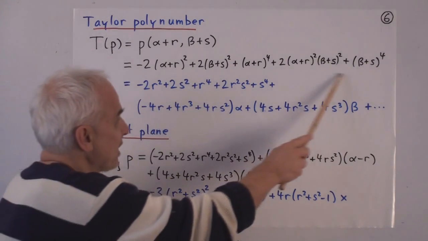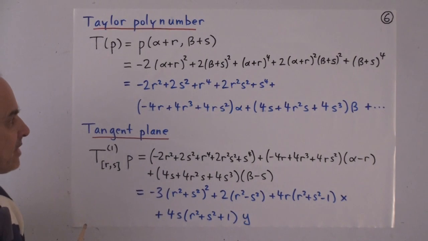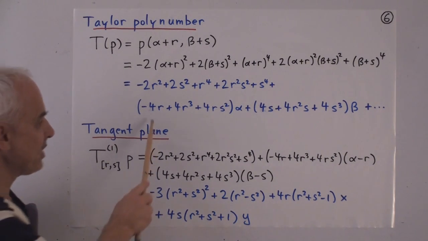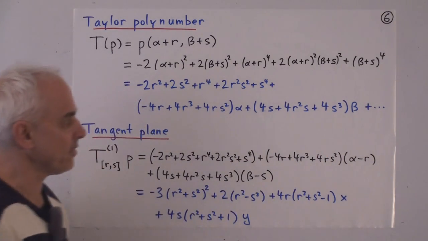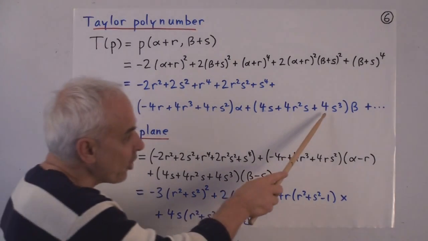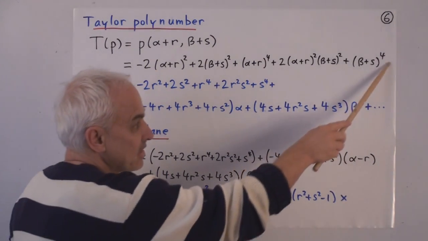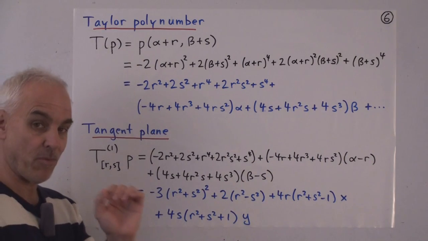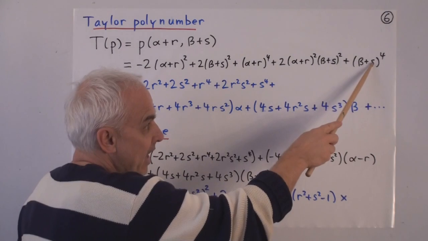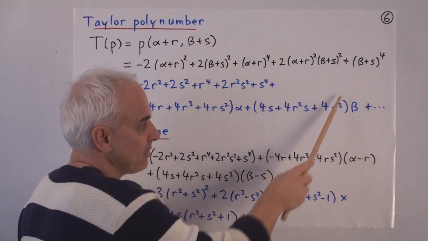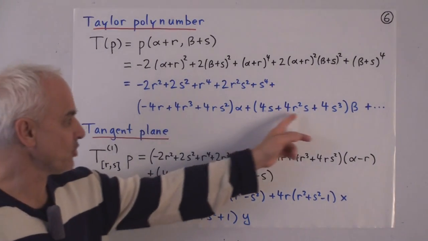So we're just expanding this out and looking for the terms that don't involve any alphas and betas. That's those ones there. And then the ones involving alpha, we group together. The ones involving beta, we group together. So for example, this term 4s cubed beta, where does that come from? It comes from this expression here. When we expand that out with the binomial theorem, we're going to get 4s cubed times beta. That's where we get that term from. And similarly for these other terms.